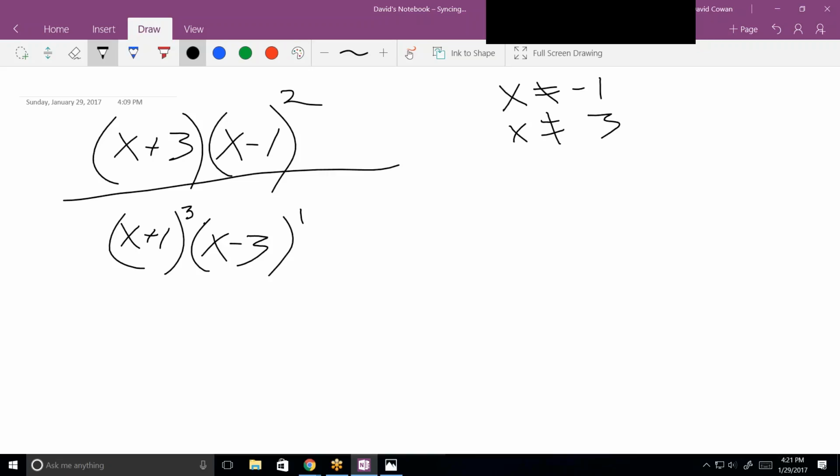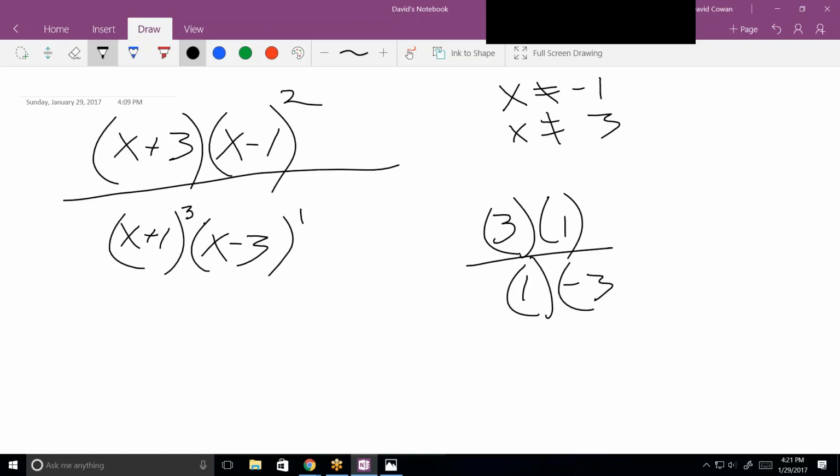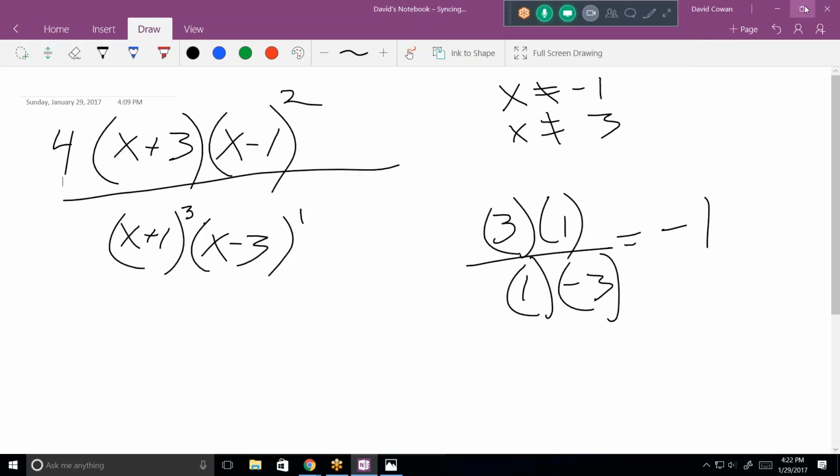And when we let x be 0 to solve for the y-intercept, we do get a negative bottom. What do we get? We get 3 times 1 all over 1 times negative 3. So that would be a negative 1. So if we multiply the top by 4, that might do it. Right? That satisfies all of our conditions, I believe.